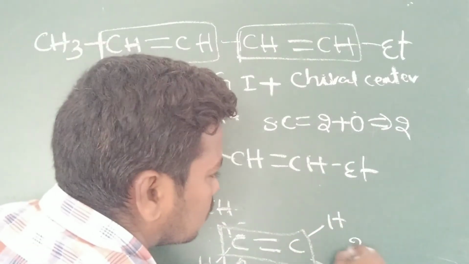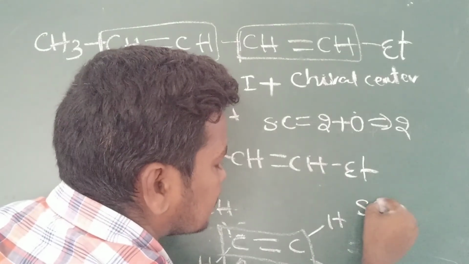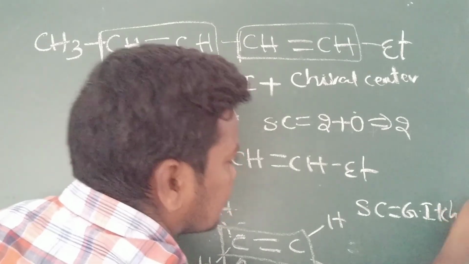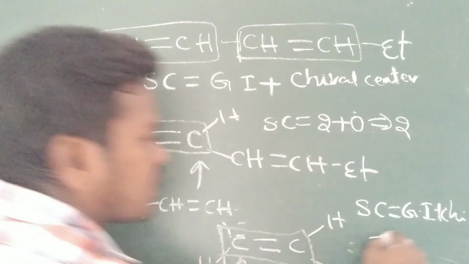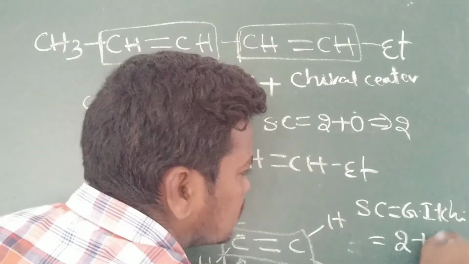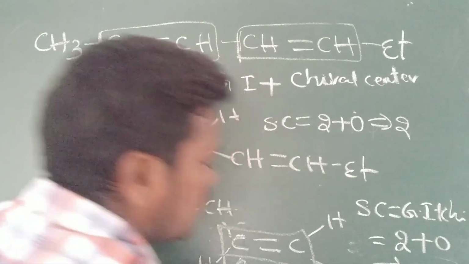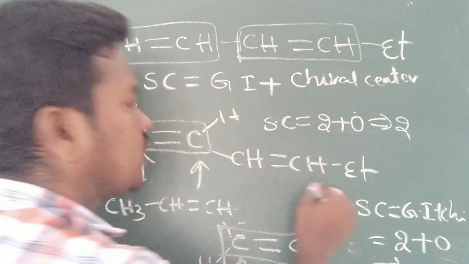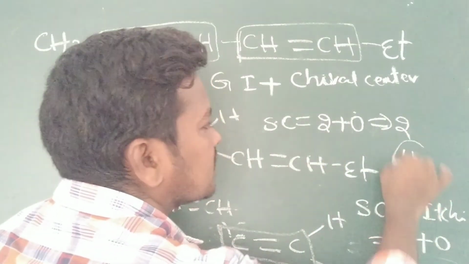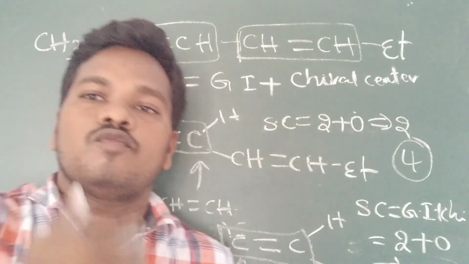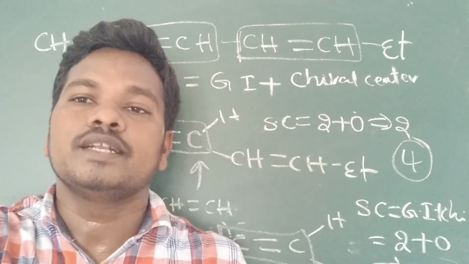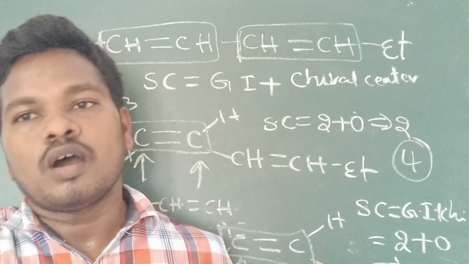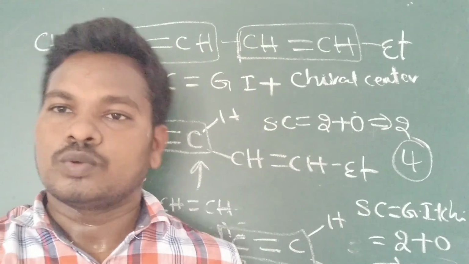2 atoms. Stereo centers is equal to GI plus chiral center. GI, how many atoms are exhibiting? 2. Chiral center how many? 0. So total 2. In the first case you can take the 2 here, 2. Total how many? 4 it is exhibiting. So like this you have to find out the stereo centers or chirality of any molecule. Next video we will discuss the RS configuration, everything we will discuss. So thank you for watching the video.